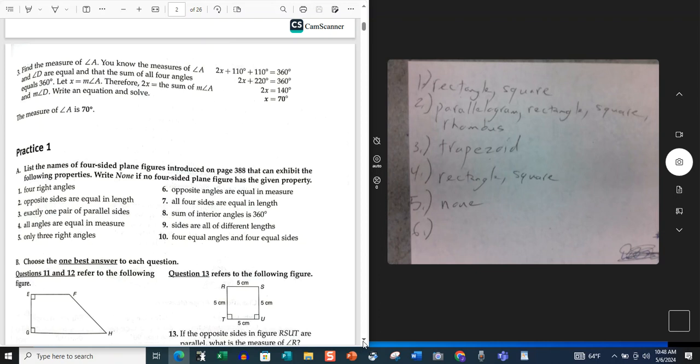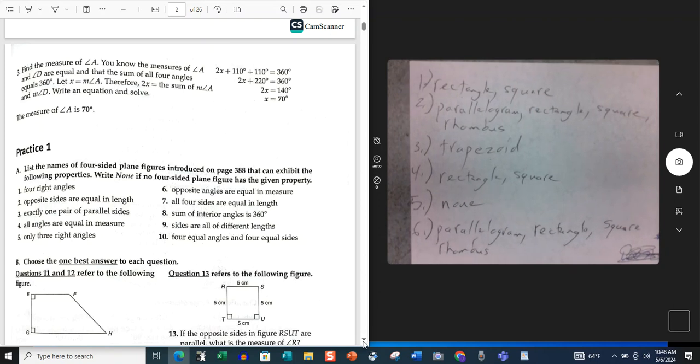Number 6. It says opposite sides are equal in measure. Now, number 6 is basically the same answer as we gave for number 2. So it's a parallelogram, the rectangle, square, and finally the rhombus.